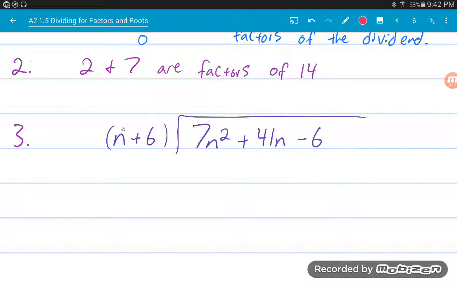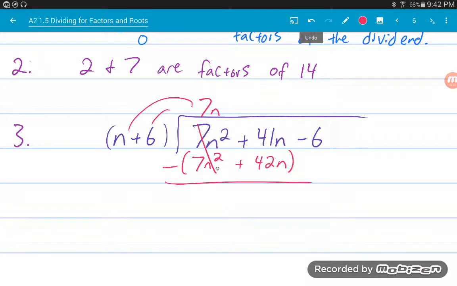selected. N goes into 7n squared 7n times. Distribute that down. Gives us 7n squared. Then 7n times 6 is positive 42n. Parentheses and subtract. 41 minus 42 gives us negative 1n minus 6.